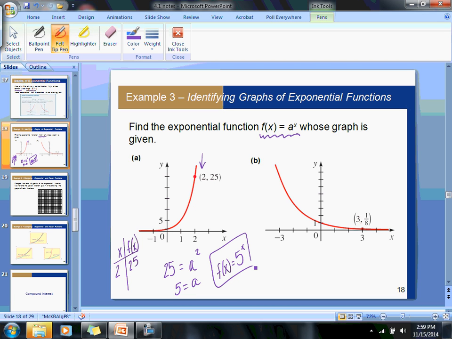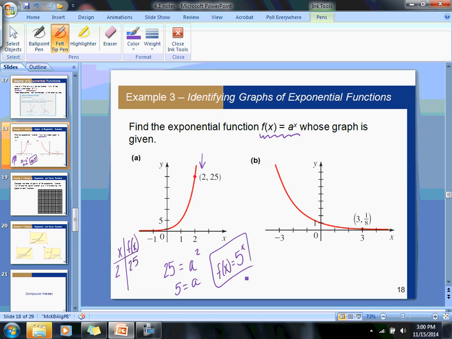So that's pretty slick, pretty clever. It's just substitution. But you have to stop and think, okay, where do I substitute in each of the numbers? What do they mean? And this graph is increasing rapidly, so it's definitely a growth. So we want our base to be a whole number greater than 1.